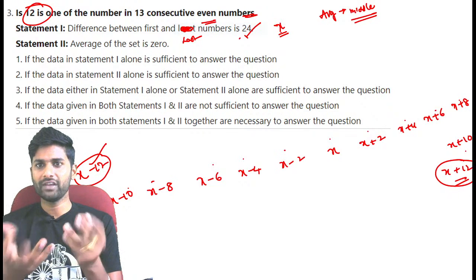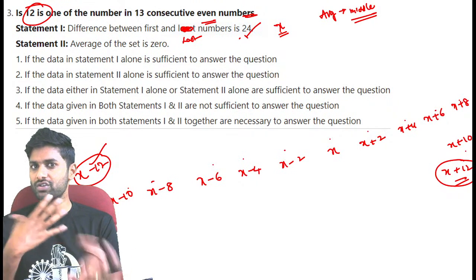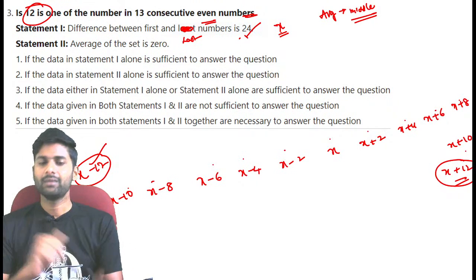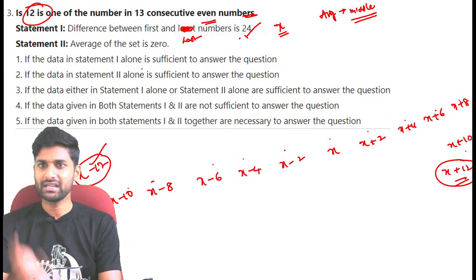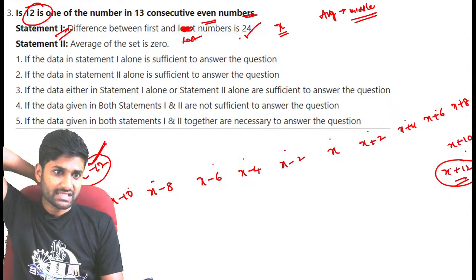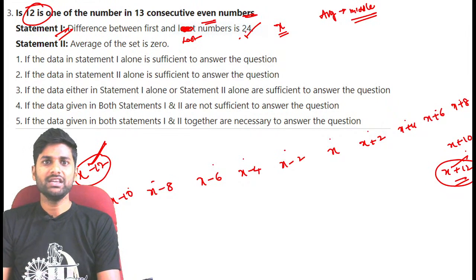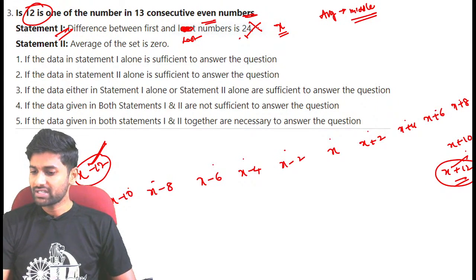If you know the value of x, then we can say whether 12 is within the 13 consecutive numbers or not. Why? Because statement one clearly mentions that the difference between the first and last numbers is 24, but we don't know the value of x. See, statement one alone is not sufficient to get the answer. That is the first one.